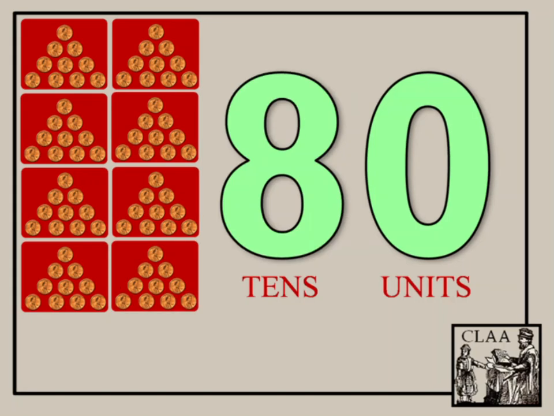How many pennies do you see on this screen? Again, we can count how many sets of 10. 1, 2, 3, 4, 5, 6, 7, 8. There are 8 sets of 10 pennies on this screen. If we write this number, we write an 8 in the tens place and a 0 in the units place. 8 tens and 0 units makes 80.